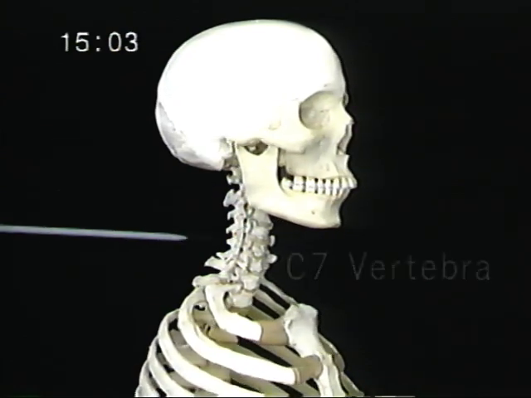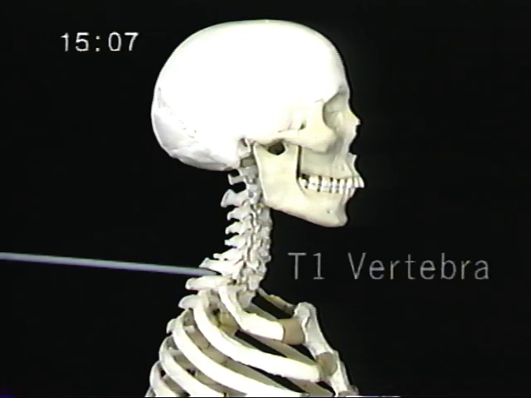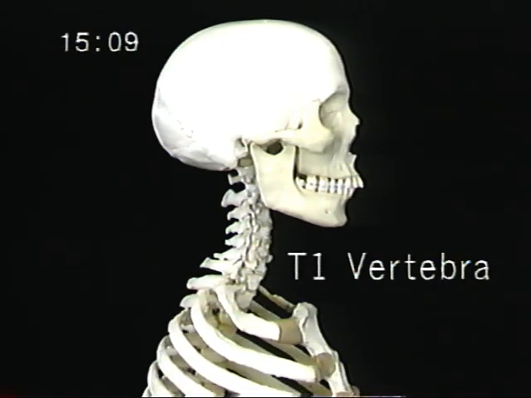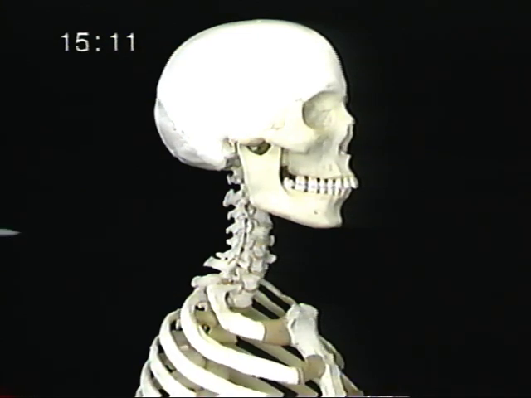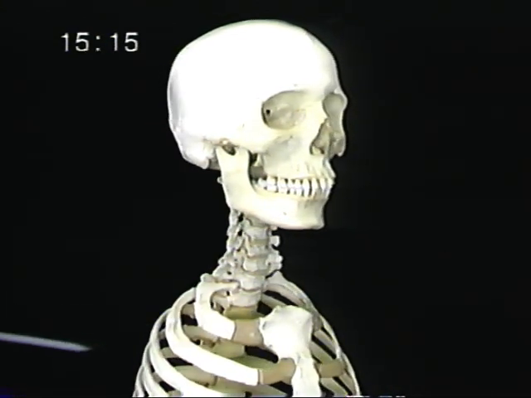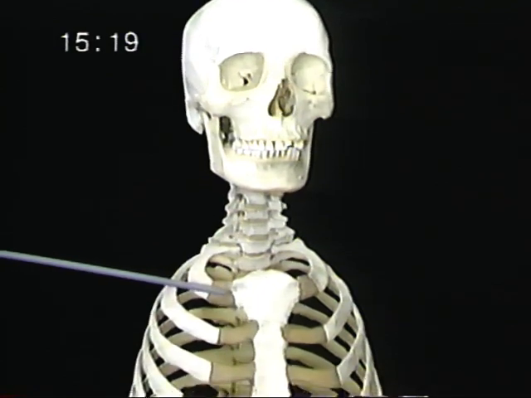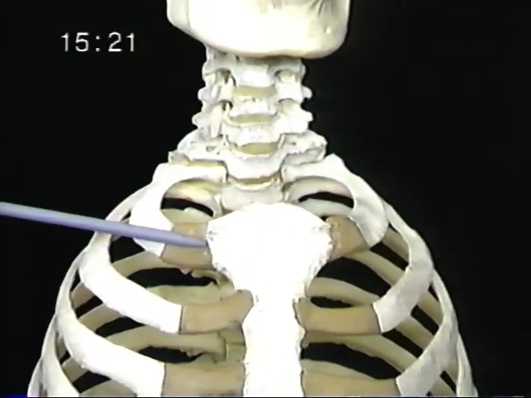Now that we've seen the atlas and the axis, we'll look at the bones below them that are involved in support and movement of the head. The lowest cervical vertebra, the seventh, articulates with the highest of the 12 thoracic vertebrae. The two first ribs slope downward and forward from the first thoracic vertebra. The costal cartilages of the first two ribs articulate here with the upper part of the sternum, the manubrium.